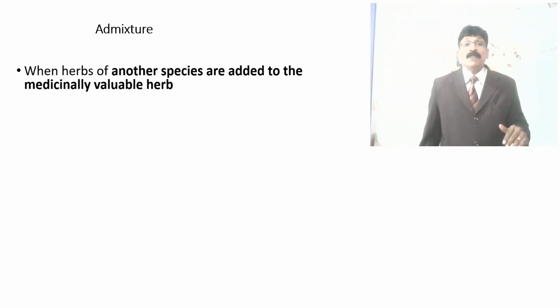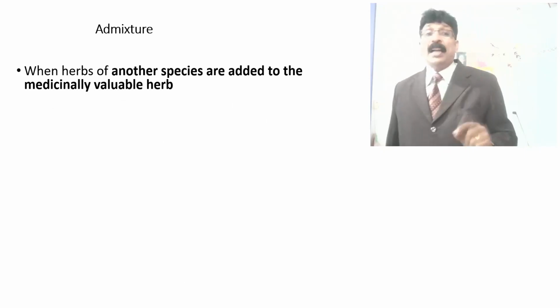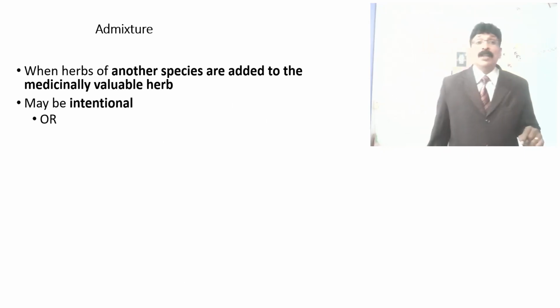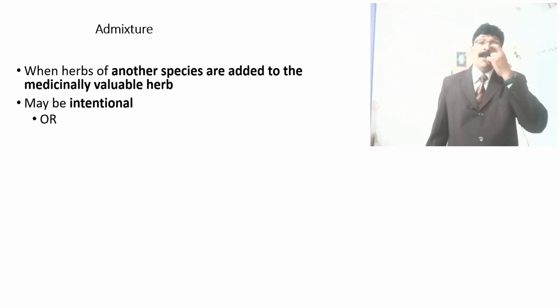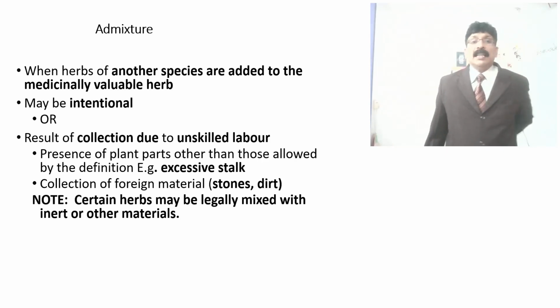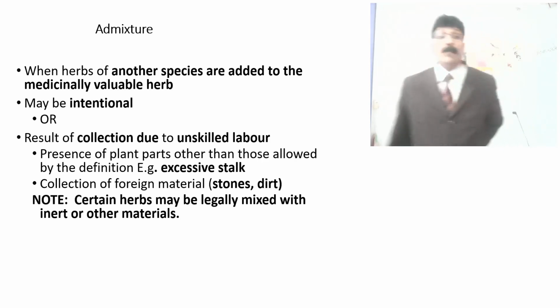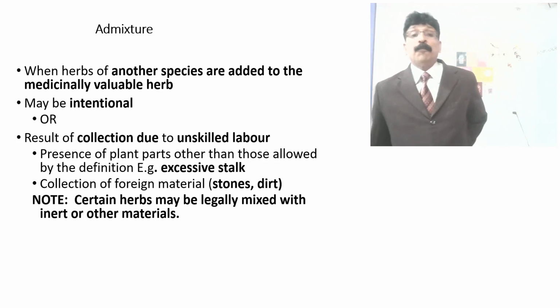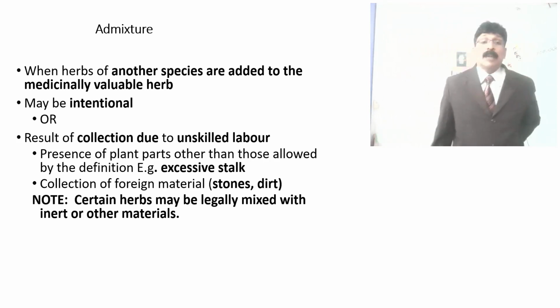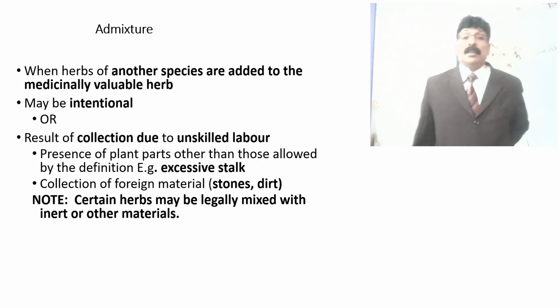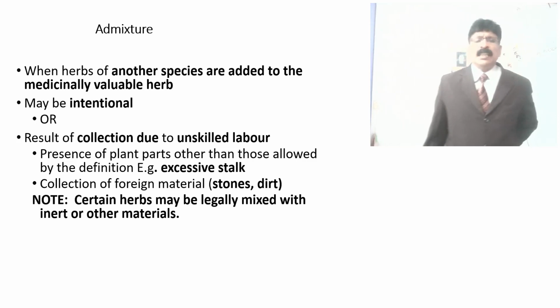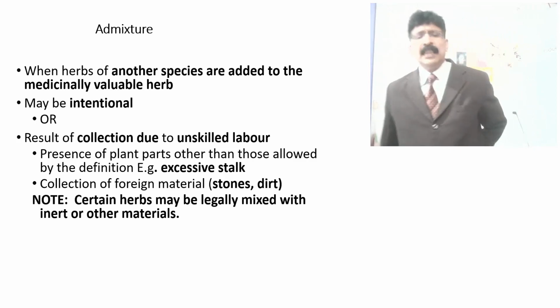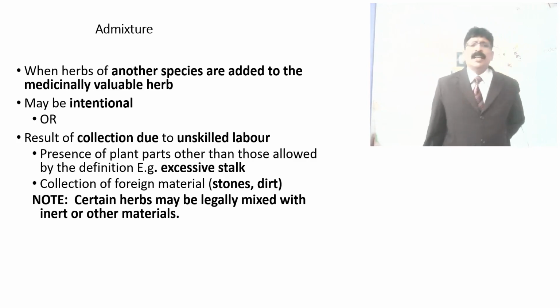Admixture, when herbs of another species are added to a medicinally valued herb, that is called admixture. Maybe intentionally or resulting from collection by unskilled labor also. Presence of plant parts other than those allowed. Excessive stalk present in the flower or the leaf. Collection of foreign material, stones, dirt. Certain herbs may be legally mixed with inert and other materials.